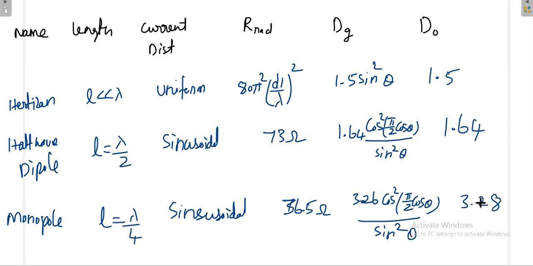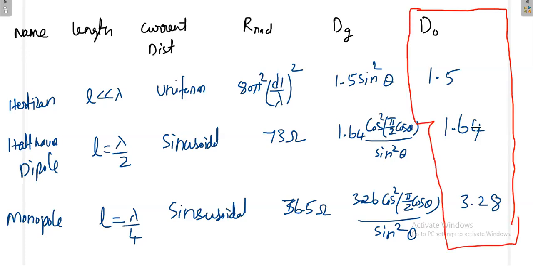So why am I writing this table? Finally, you want to remember this. What is the directivity of Hertzian dipole? That is 1.5. What is the directivity of half wave dipole? 1.64. Monopole is 3.28. One thing is very clear: the directivity of Hertzian dipole is less, 1.5. For half wave dipole, that is 1.64. For monopole, that is double. Yesterday we saw the monopole antenna radiates only in the upper plane. That's why the directivity of monopole antenna is 2 times the directivity of the half wave dipole antenna.